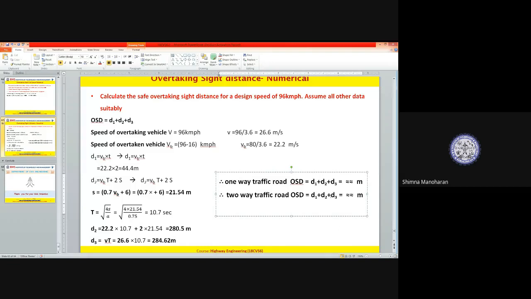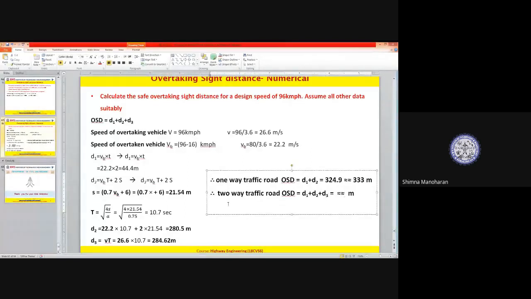For a one-way traffic road, how will you compute OSD? It's only D1 plus D2. Good. So get the value for D1 plus D2. 324.9. You can approximate it as 333 meter.